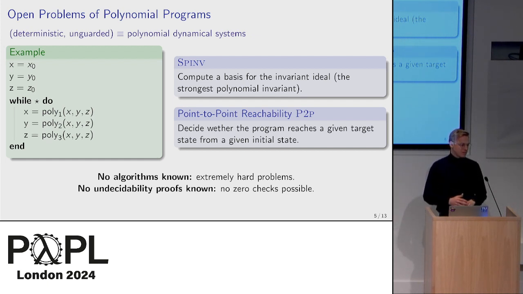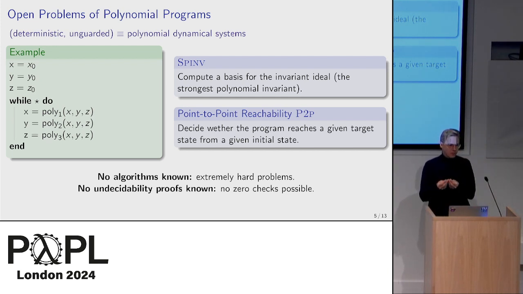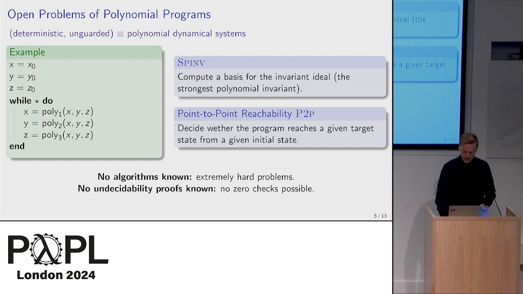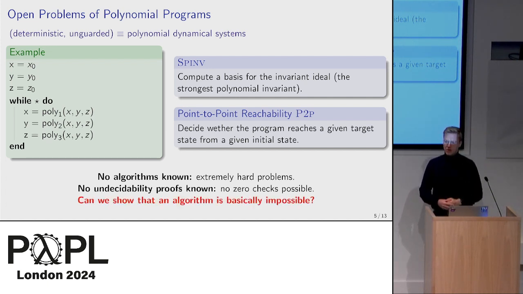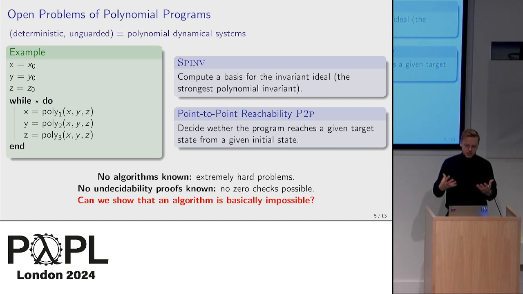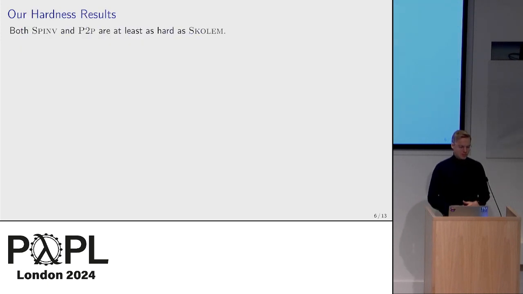So many undecidability proofs reduce from some problem where you kind of have to encode some kind of zero check within your program model for which you want to show Turing completeness or undecidability. So maybe we have to reduce our expectations a bit, and maybe we cannot show undecidability, but can we in some sense show that an algorithm is basically impossible? And what I mean by this, I'm going to make this very precise.